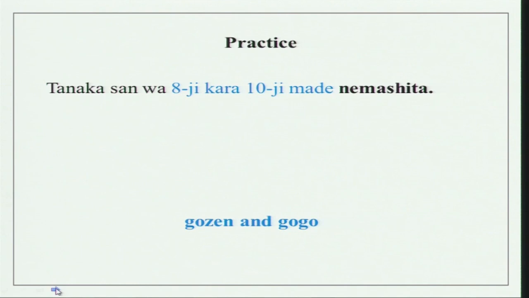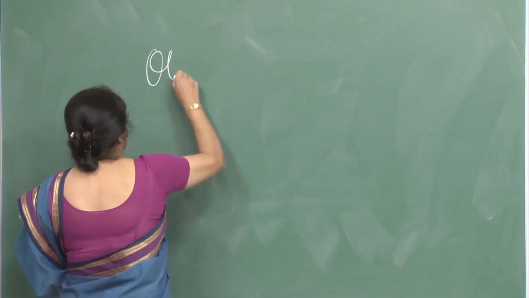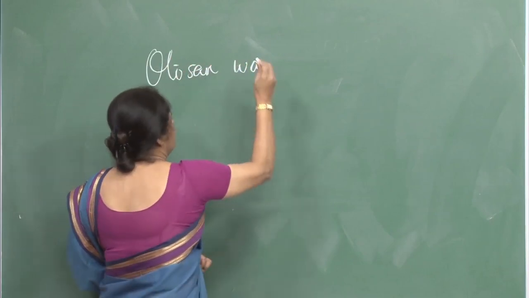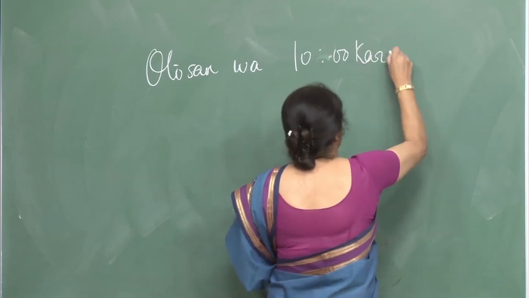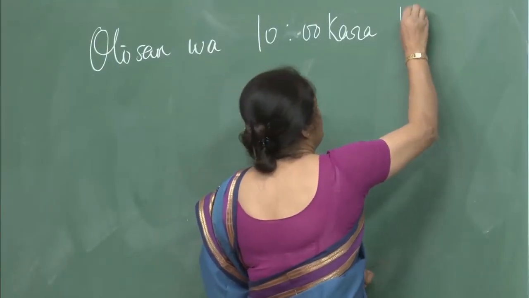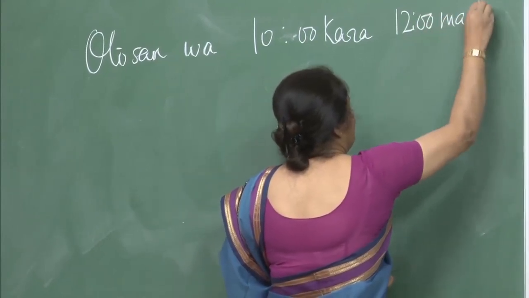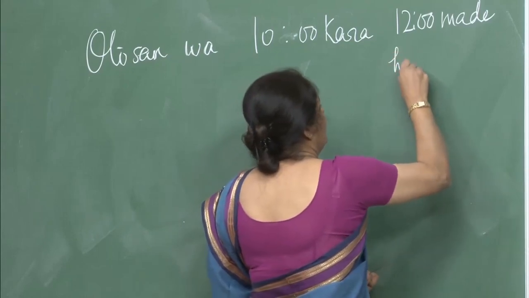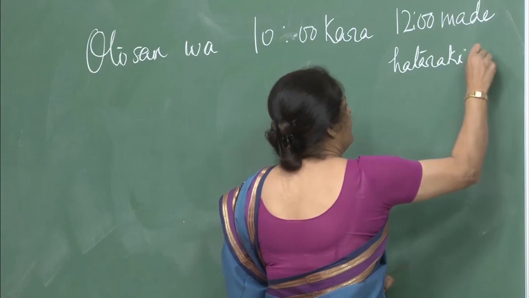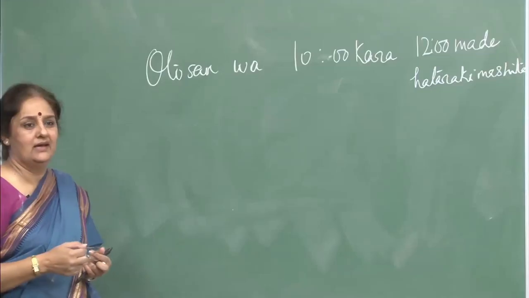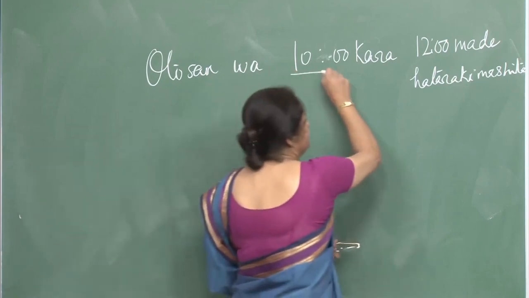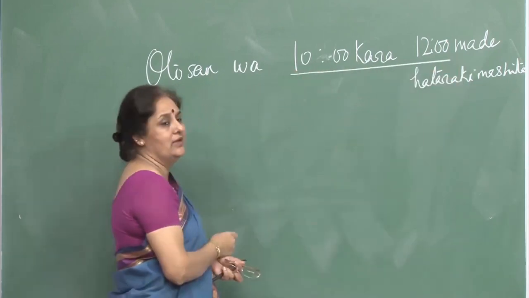Now, you can see something on your screens over here. Tanaka-san wa 8 ji kara 10 ji made nemashita. Oto-san wa 10 ji kara 12 ji made hatarakimashita. Oto-san wa 10 ji kara 12 ji made hatarakimashita. So, you can use time like this and use the verb in mashita form.